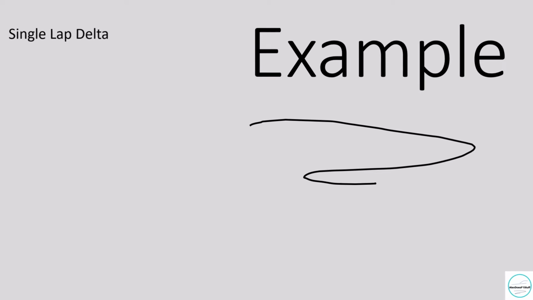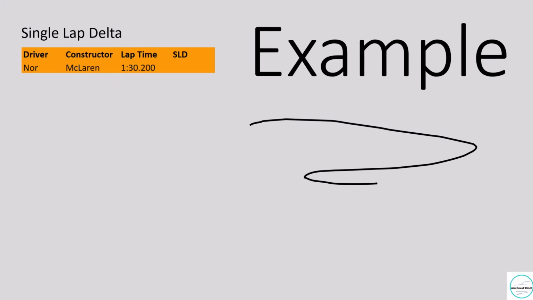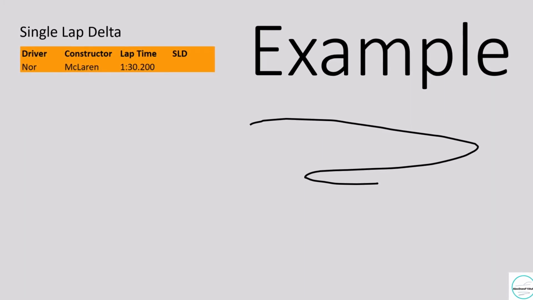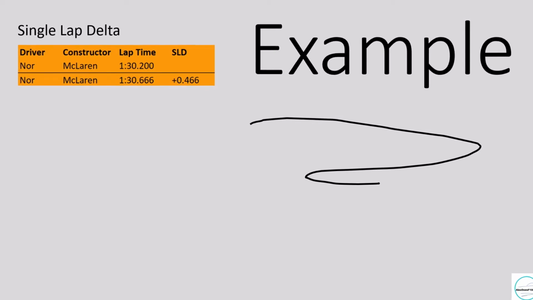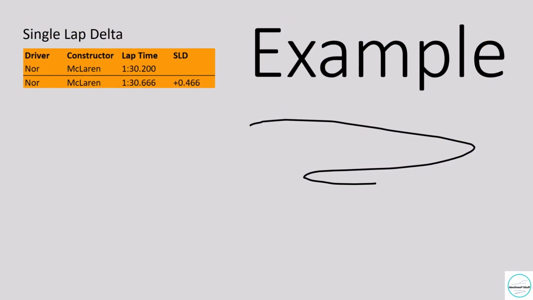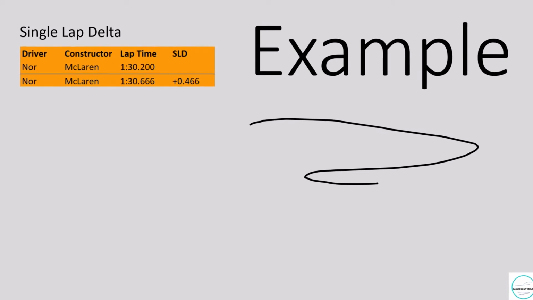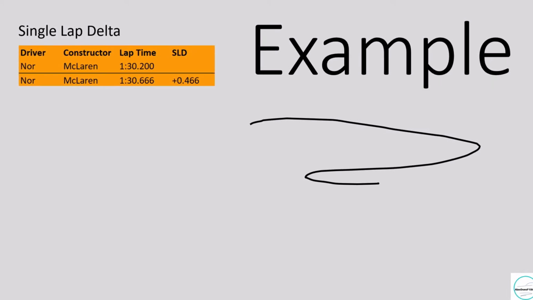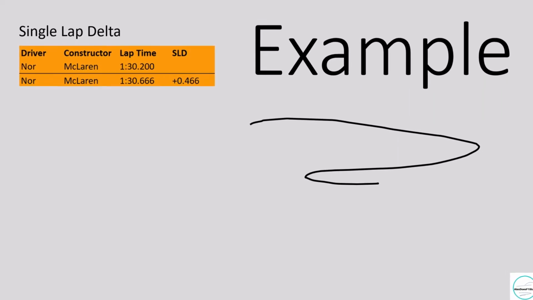So for the single lap delta, if Lando Norris in the McLaren sets a 1 minute 30.200 in a real life session, I would then take his current SLD value, which was 0.466, and add it to give a new single lap time of a 1 minute 30.666. This would then be done for every single lap time there is for Norris in all 3 practice sessions, all 3 qualifying sessions, and his fastest lap in the race. Then obviously I'd repeat that for every single driver.